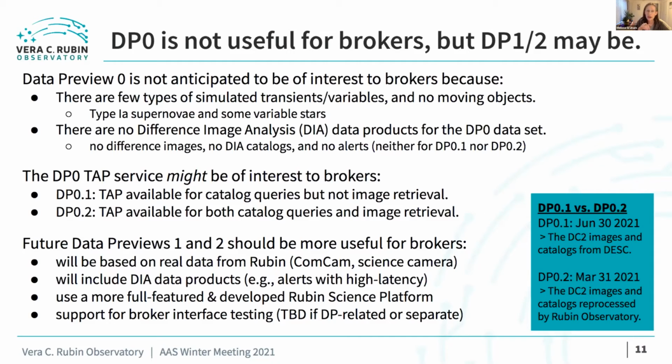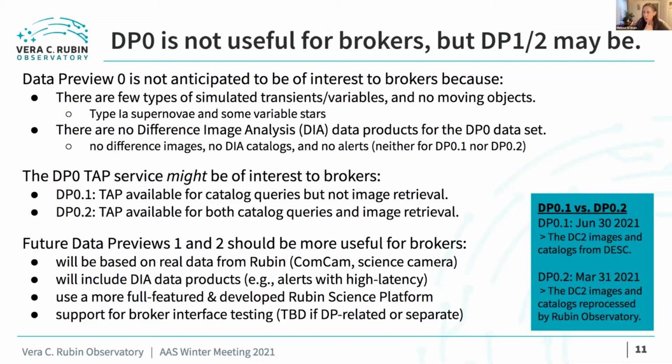Right now for DP0, the TAP service might be of interest to brokers, just in terms of setting up your connection and testing that you can remotely query the RSP. So for DP 0.1, we wanted to point out that the TAP service is available for catalog queries, but not image retrieval. And then in DP 0.2, TAP would be available for both catalog queries and image retrieval. And also, I should mention, it's not on here, TAP is table access protocol. It's a way to query data sets.